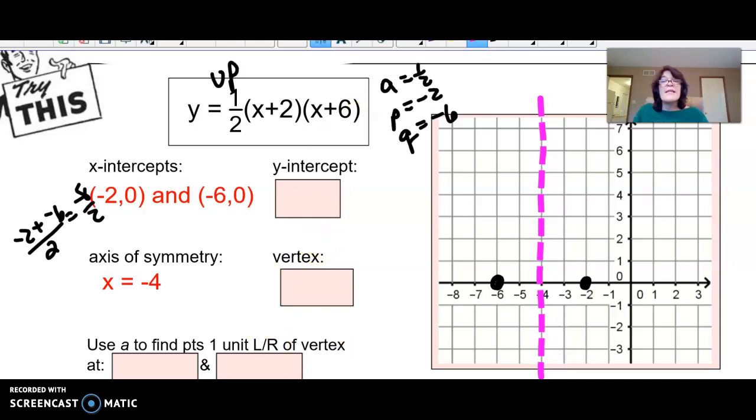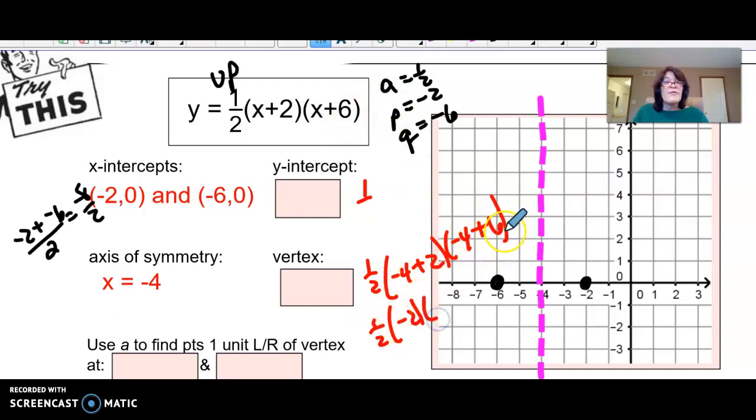Now my vertex is at -4 something. I'm not sure what. So I'm going to put -4 in for x. Right here in my equation, I have 1/2 times x plus 2. Well, I'm using -4 for x. Times x plus 6, I'm using -4 for x. So I have 1/2 times -2. -4 plus 6 is +2. So I have half of -2 times 2. Half of -4, that's -2. So my vertex must be at -4, -2.